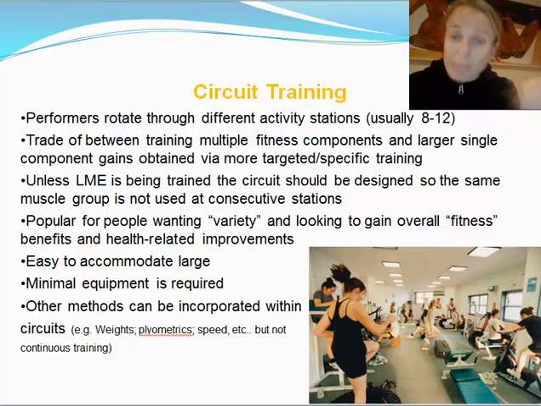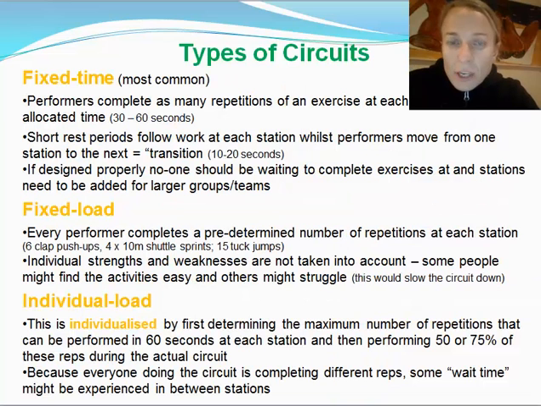And not only does it help develop some muscular endurance, but it also helps to develop your aerobic capacity, because your heart rate is between that 70 and 85% of heart rate max if you do it for 20 minutes. So circuit training has lots of benefits. There are a couple of different types of circuits.